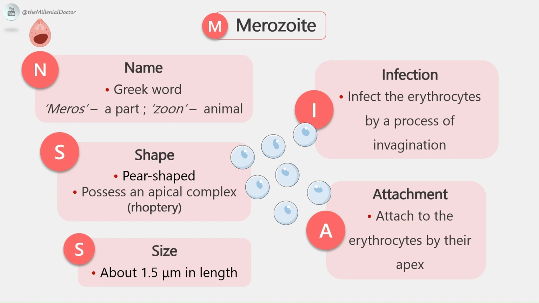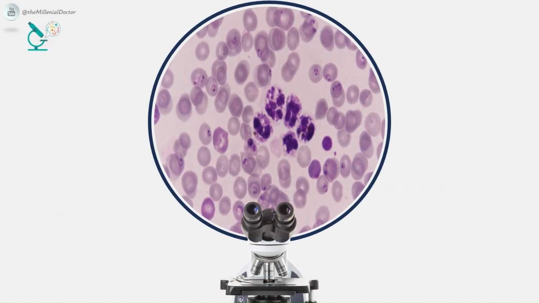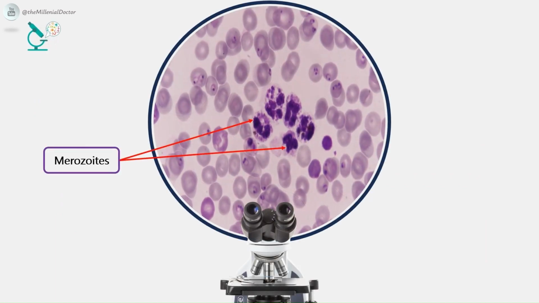The merozoites infect the erythrocytes by a process of invagination. They attach to the erythrocytes by their apex, and then the merozoites lie within an intra-erythrocytic parasitophorous vacuole formed by the red cell membrane by a process of invagination. These are the merozoites when seen under a microscope, when stained.